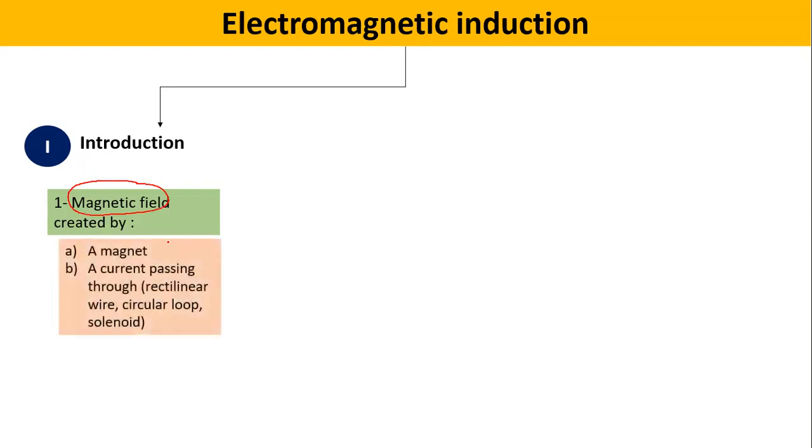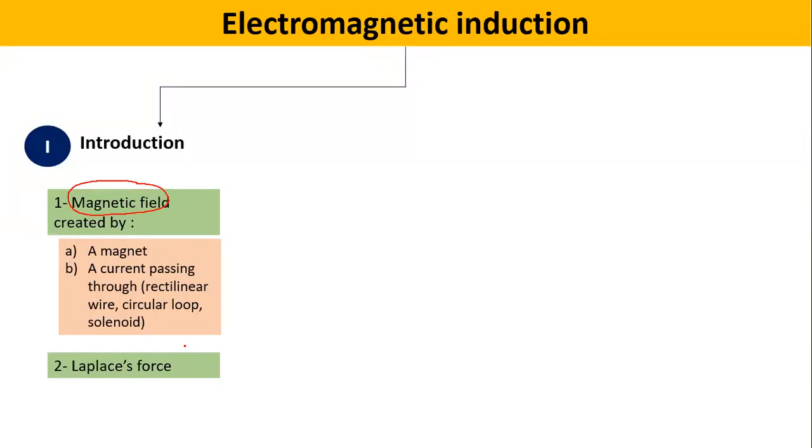And then we'll talk about the magnetic field which is created by a magnet. And then magnetic field created by a current passing through. We'll take passing through a rectilinear wire, a circular loop, and solenoid. And we'll talk about all the characteristics of the magnetic field in this case. And then we'll take the Laplace's force, which is the electromagnetic force.